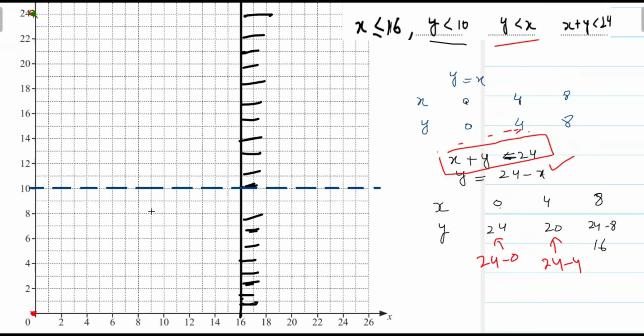The below region is y less than 10. The unwanted region we will shade, and this will be the unwanted region. Next is y is less than x.